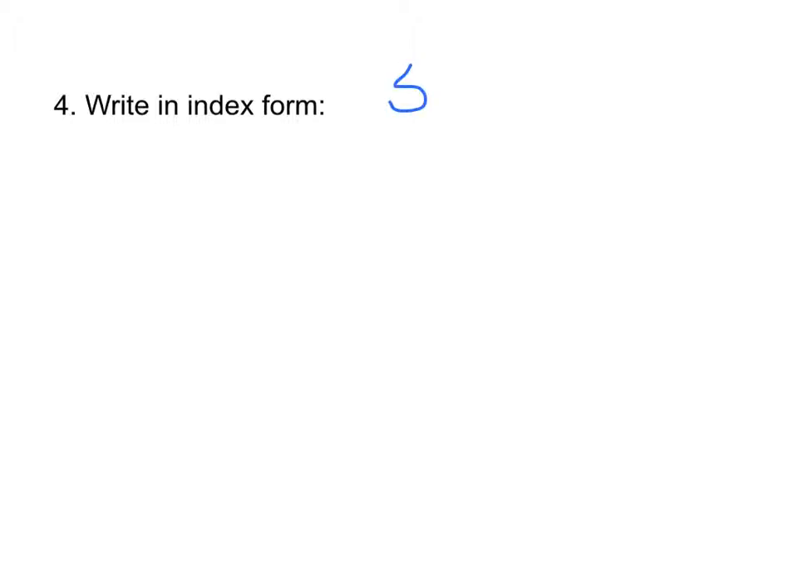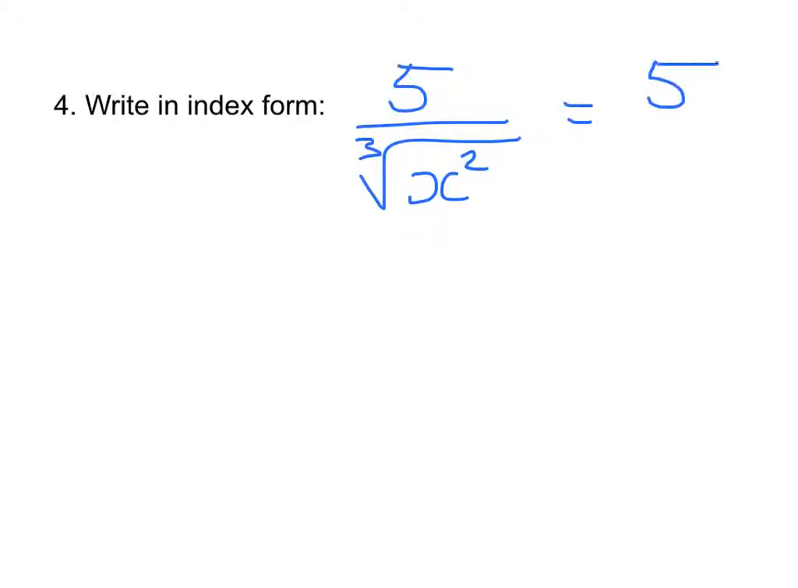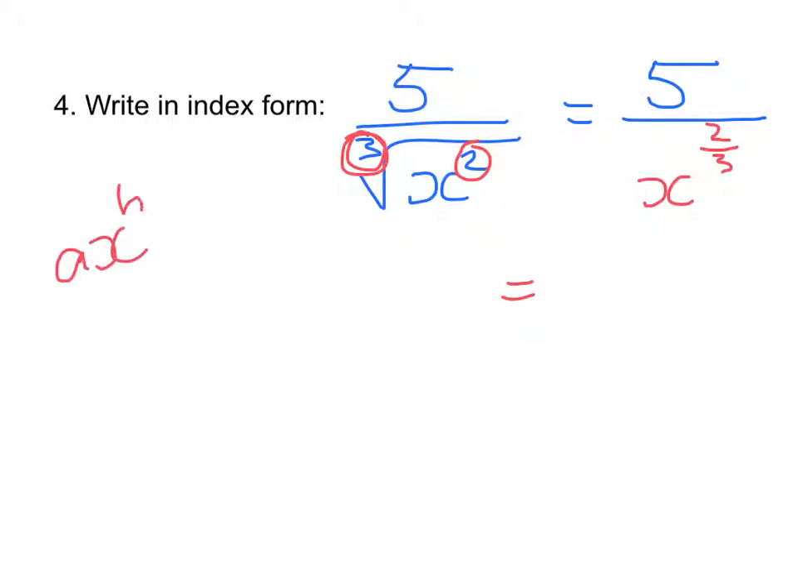Question 4, write this in index form. Okay, I'll do this in 2 steps. Many of you will do it in 1. So this 3 means I've got x to the power of something over 3, and this 2 means it's x to the power of 2/3. Now, we're asked on the written paper, we want it in the form ax to the b. And even if that wasn't said, if you were asked to write this in index form, you wouldn't want to have it as a fraction. You would be looking to have it as 5x to the power of negative 2/3.